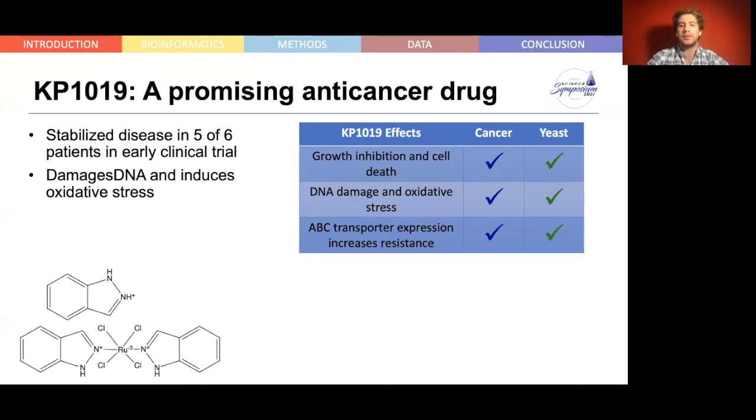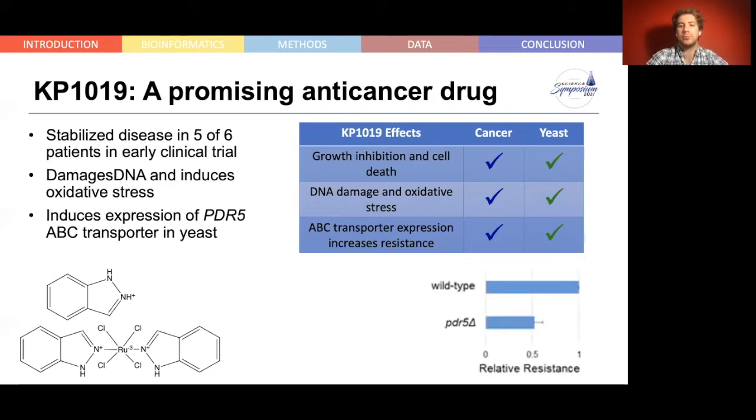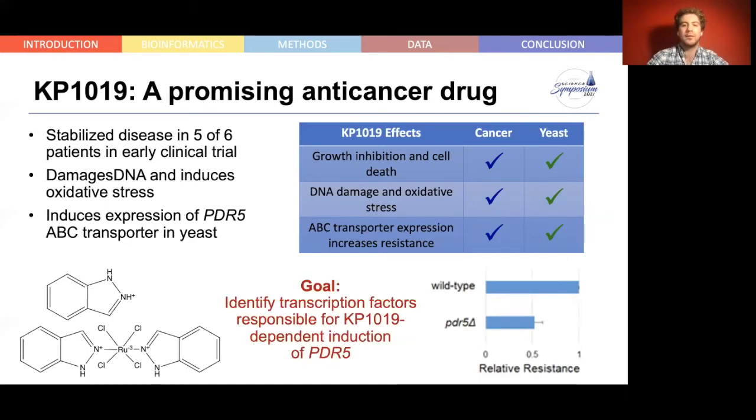In our model organism, we chose to look at the PDR5 ABC transporter, which is induced in response to treatment. Turning our attention to the graph in the bottom right corner, we can see that the absence of this transporter leads to a 50% drop in resistance to KP1019. Our goal of this study was to identify transcription factors responsible for the KP1019 dependent induction of the PDR5 pump.